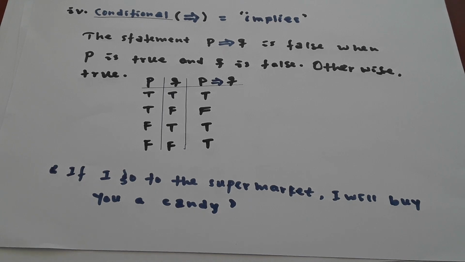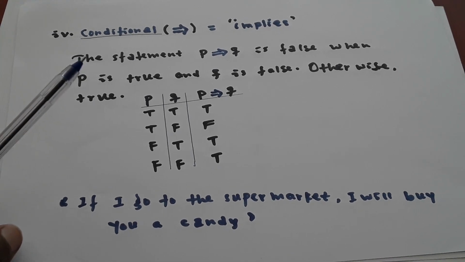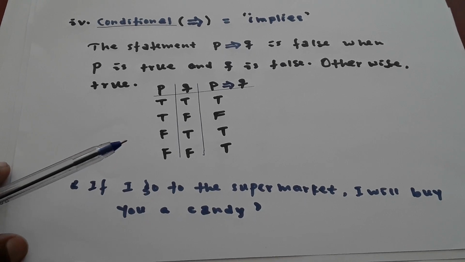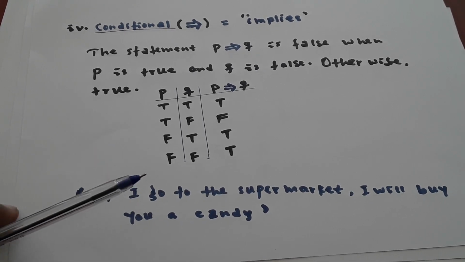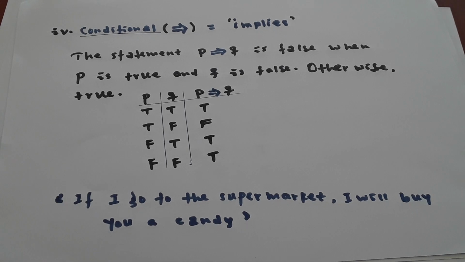Now, to understand the mathematical implication, let's consider this statement. Maybe your mother promises you, if I go to the supermarket, I will buy you a candy. So this is a conditional. When has she told the truth? That is the fundamental question to be raised here.